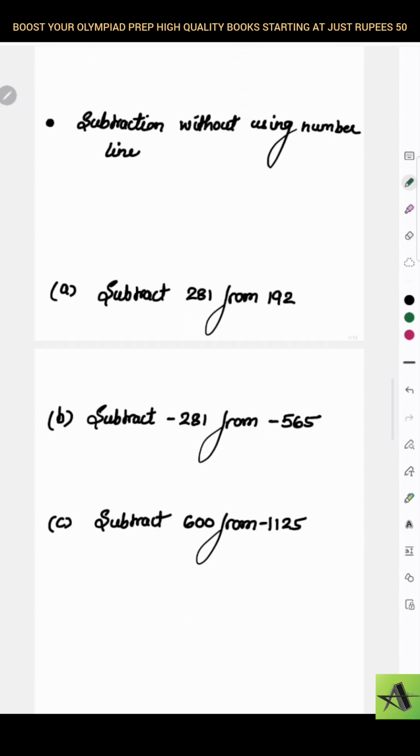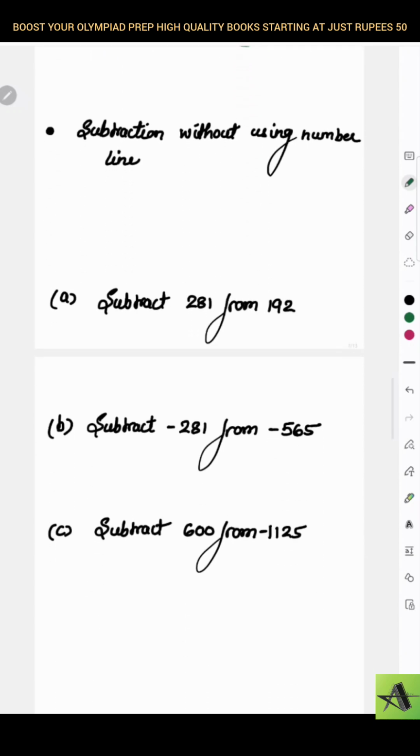Let me show the subtraction without using the number line. First understand the way of writing, and then it's exactly like the addition. Subtract 281 from 192. So always we have to write 192, I mean the number after the word from. At first we have to write that down and then subtract 281.